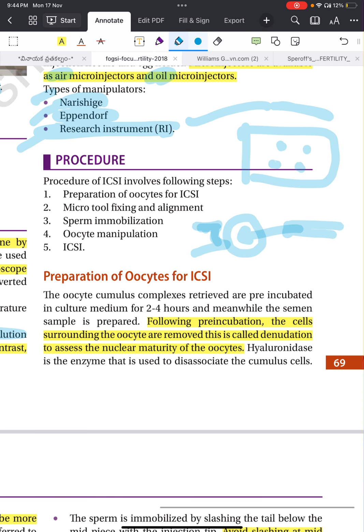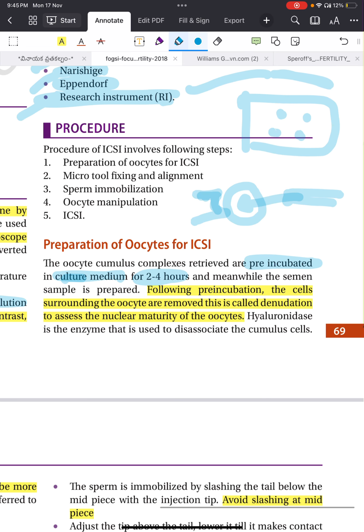How to prepare the oocytes? The oocyte cumulus complexes which we already retrieved by ultrasound guidance are kept in the incubator, in the culture medium, for at least 2 to 4 hours. Meanwhile, the semen sample is prepared. Following pre-incubation, the cells surrounding the oocytes are removed. The oocyte has some cells surrounding it, and these cells are removed. That is known as denudation. This assesses the nuclear maturity of the oocytes.